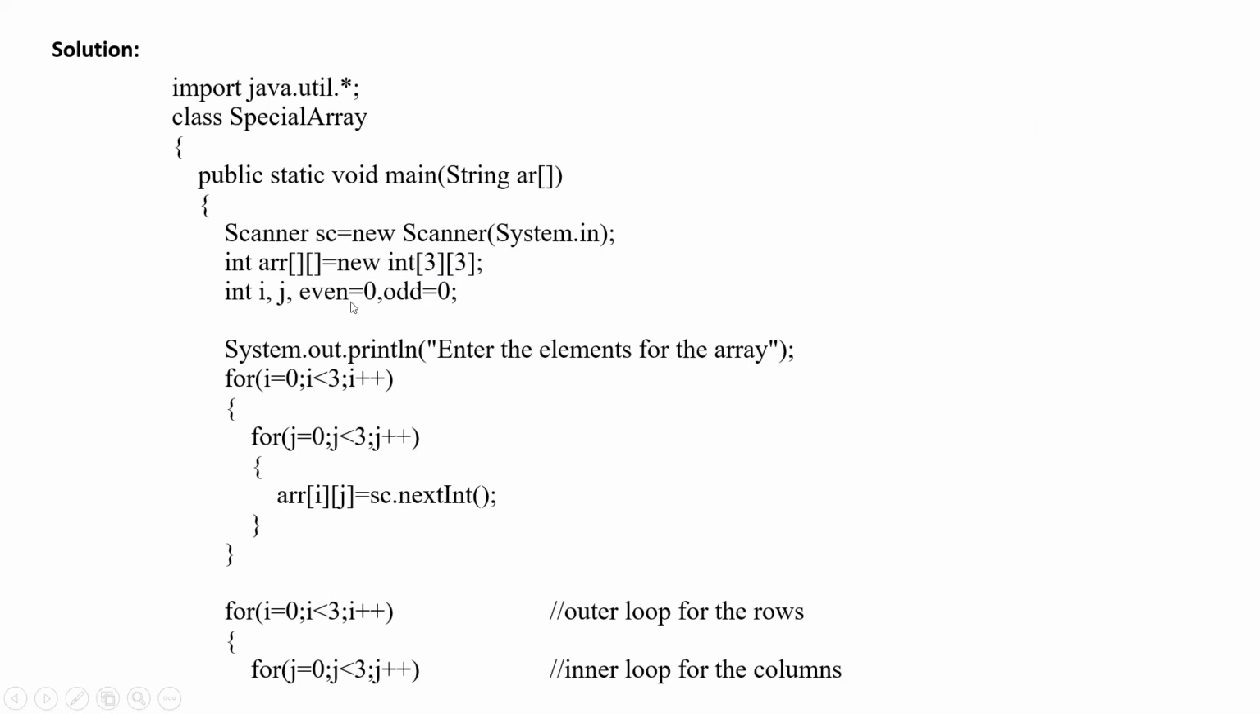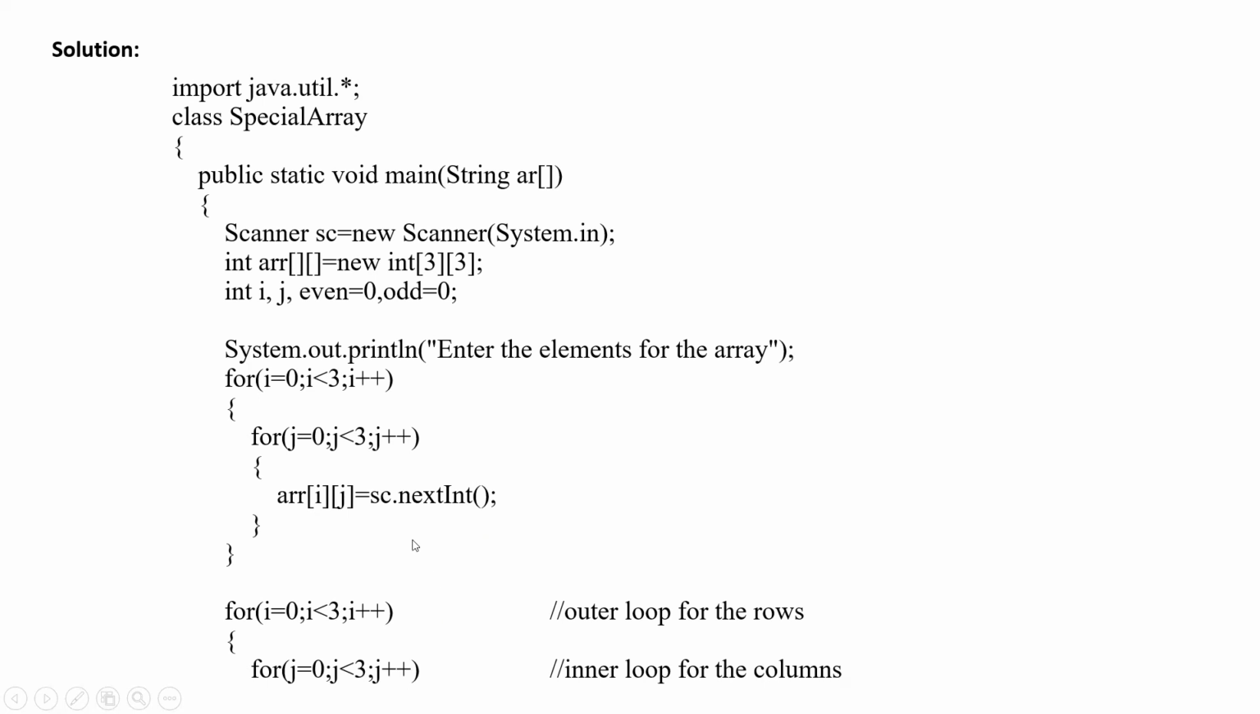Int i, j, even and odd, 2 other variables as counters holding the sum of the even and odd elements, and they are initialized to 0. Now, as it is a 2D array, we require a double loop for double dimension. The outer loop represents rows, the inner loop represents columns. So we are running a loop first to enter the values into the array. Both loops run 0 to 3, arr[i][j] = sc.nextInt(), taking the input.